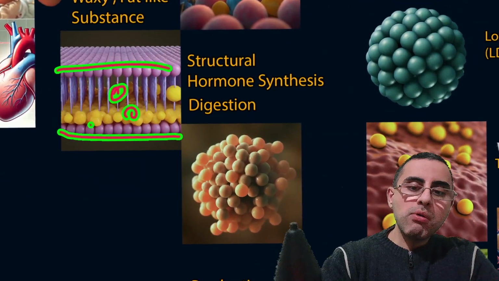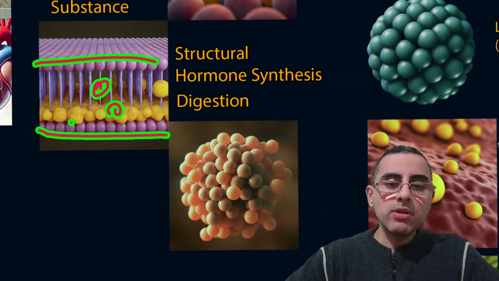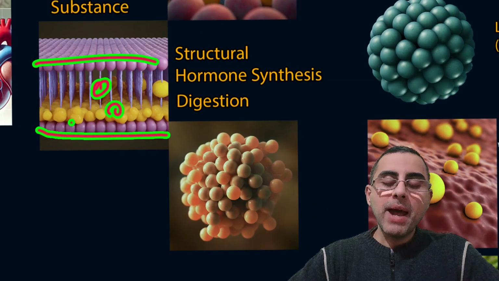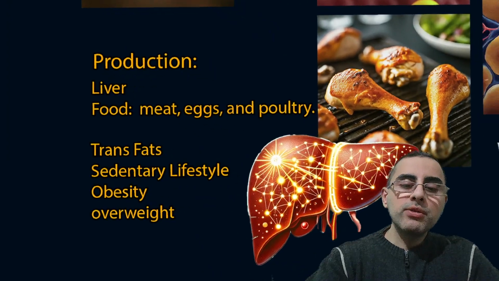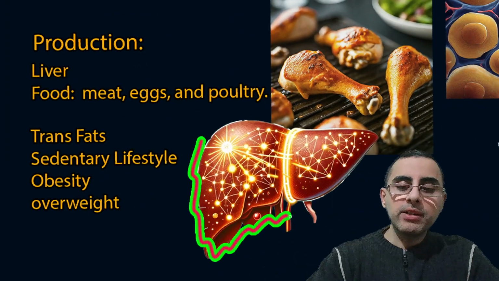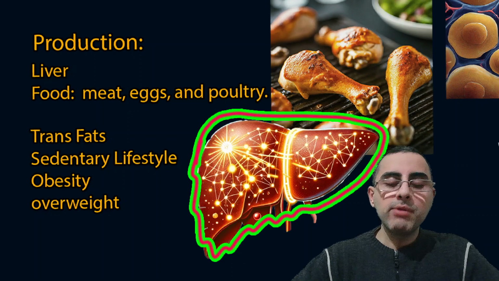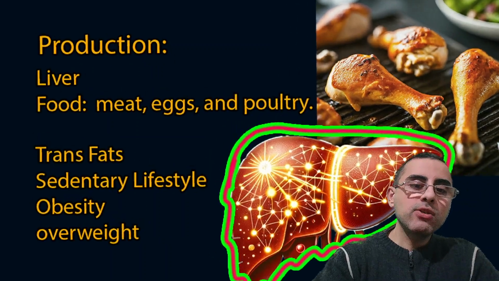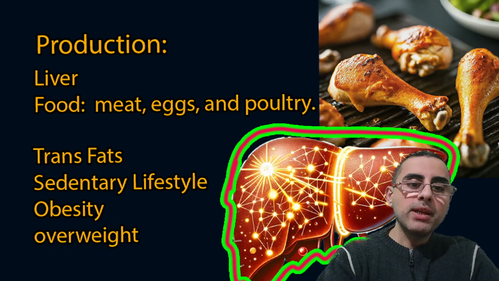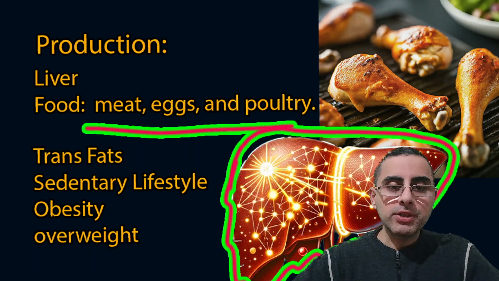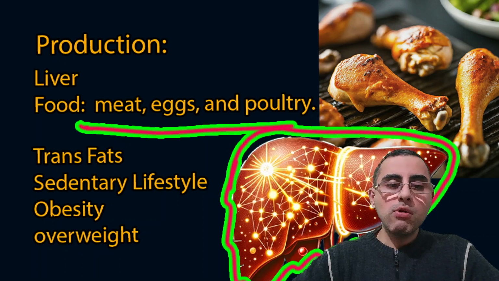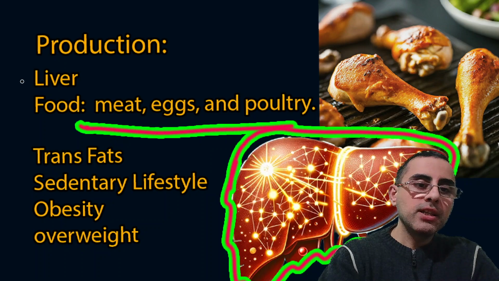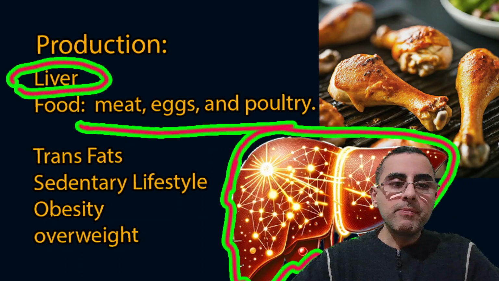Also, cholesterol is important for digestion because from cholesterol we get bile acids, and bile acids are important for fat digestion. And cholesterol is produced in the liver. The majority of cholesterol is produced in the liver. But we can take in cholesterol directly also, though it's a minority portion. We can get it from fatty meat, from eggs, from poultry, but the majority is synthesized in the liver.